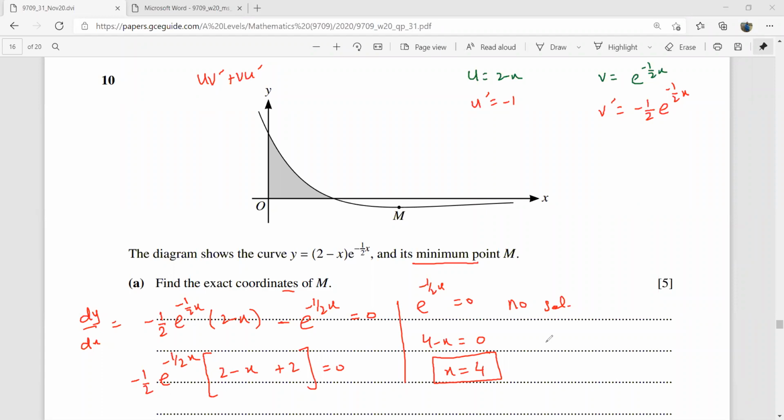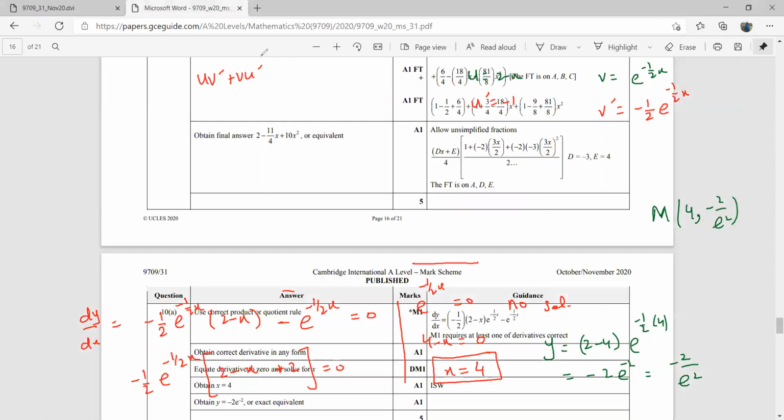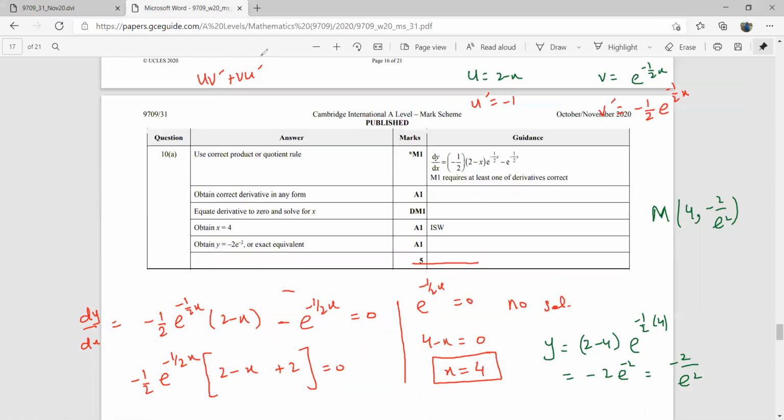So we have y equals 2 minus 4 into e raised to power minus half into 4. This is minus 2 e raised to power minus 2, or you can write it as minus 2 over e squared. Therefore, the point M is 4 comma minus 2 over e squared. Let me check the answer quickly. This is x equal to 4 and y is equal to, yeah, we have got the right answer.